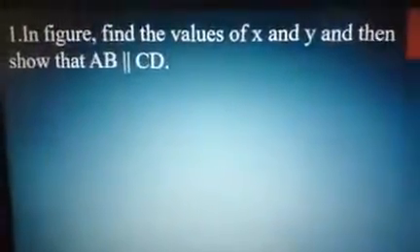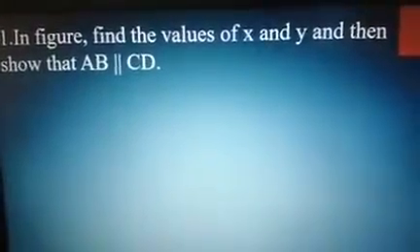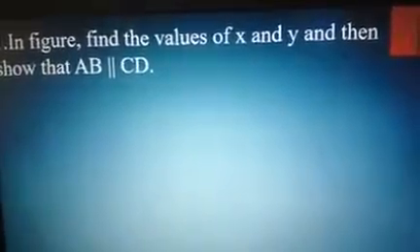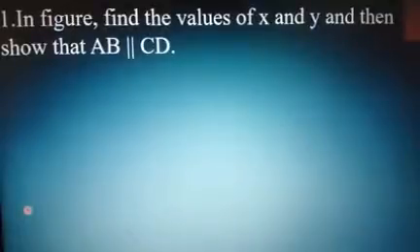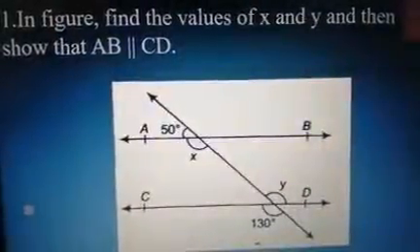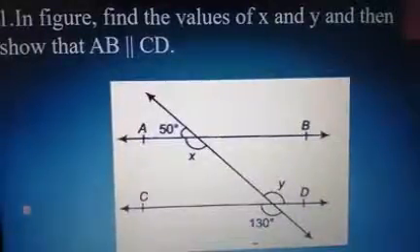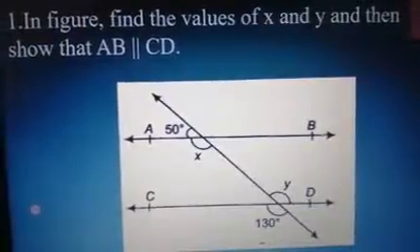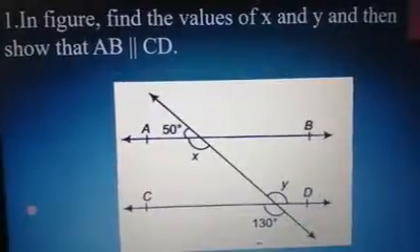So coming to the first problem. In the figure of exercise 6.2, the first problem: in the figure, find the values of x and y, and then show that AB is parallel to CD. Let me see the figure first. So this is the figure for the given problem. Always remember, in geometry, I have told you many times, the figure is very important. Here they are saying find the values of x and y, then show that AB is parallel to CD.